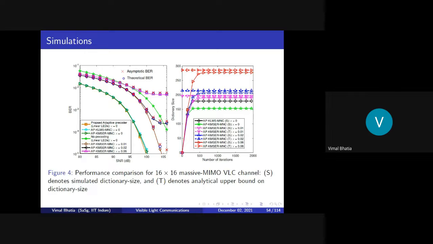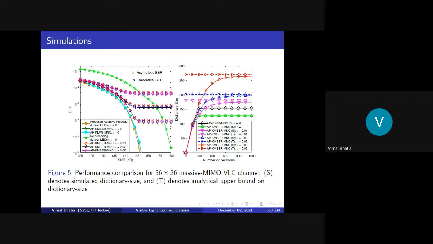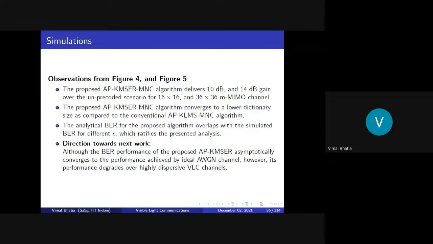In visible light, for 16 cross 16, in literature we can classify this as massive MIMO, whereas in RF we generally go 100 plus to classify that as massive MIMO. Here in 36 cross 36 massive MIMO, we see a similar sort of trend. The major observation: the proposed algorithm delivers about 10 to 14 dB gain over uncoded scenarios. The proposed algorithm converges to a lower dictionary size as compared to the conventional one. The analytical BER we have also found, and it overlaps for different values of epsilon, which validates the present analysis. Now we can look into other works, doing a BER analysis in detail.